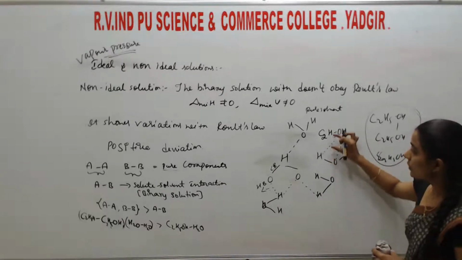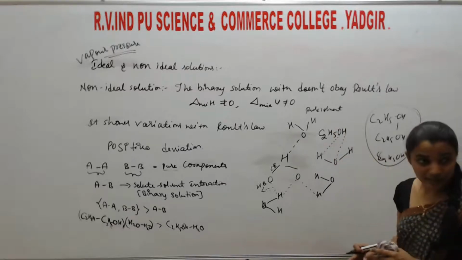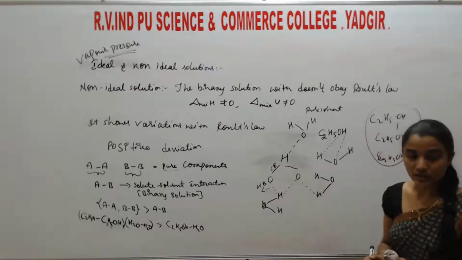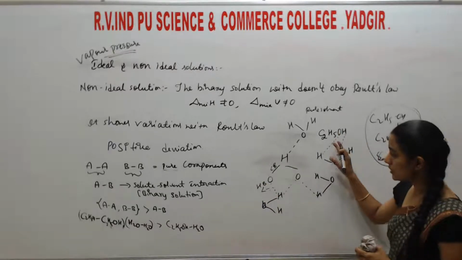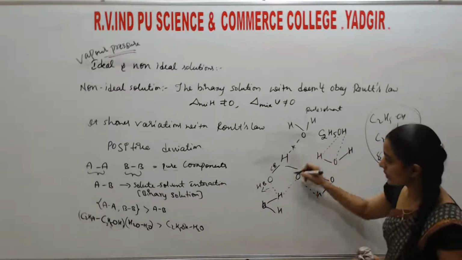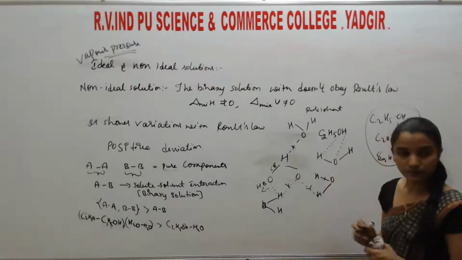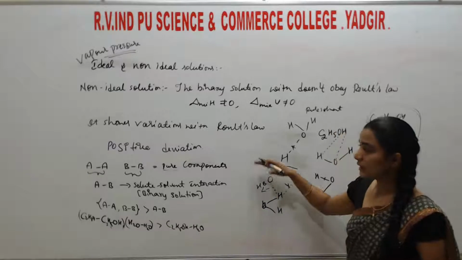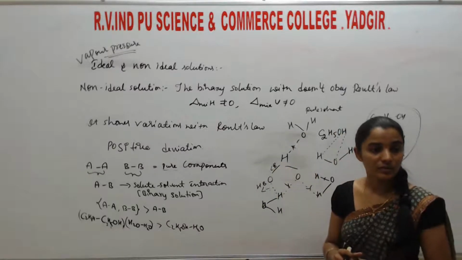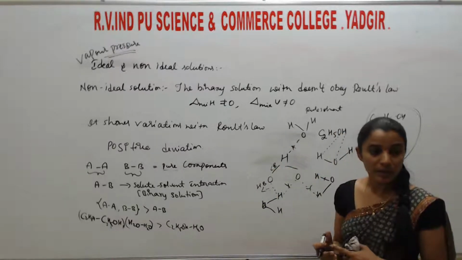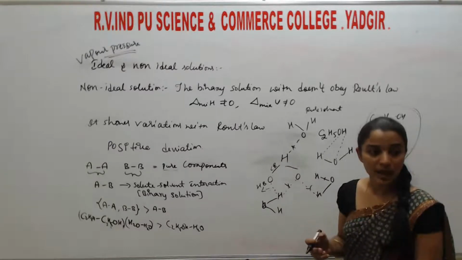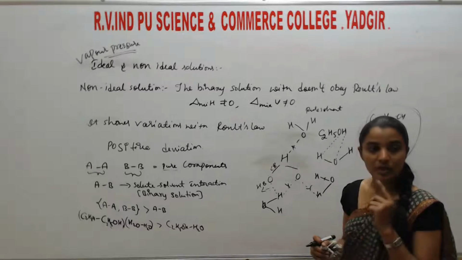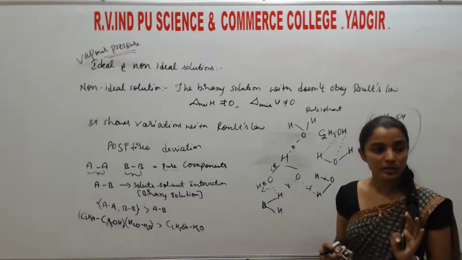If the solvent-solute interaction is less, then what happens? It shows positive deviation. Why? Because its interaction is less, meaning the bond gets broken. When the bond breaks, it easily escapes. Easily escapes means that results in an increase in gaseous concentration. The gaseous concentration increases, meaning vapor pressure increases.